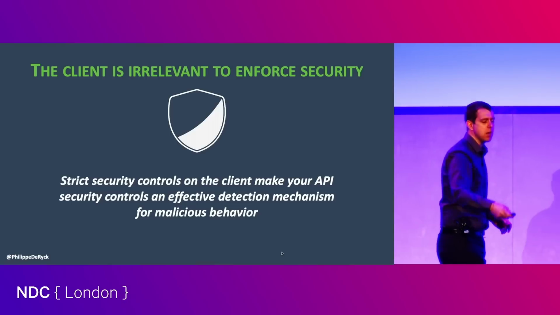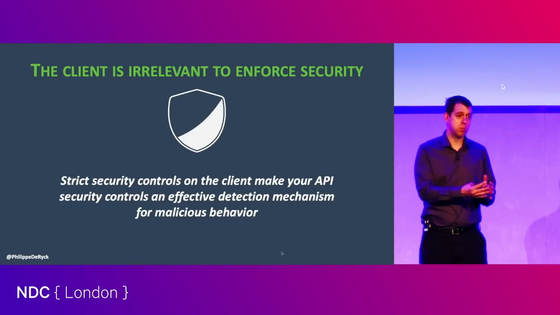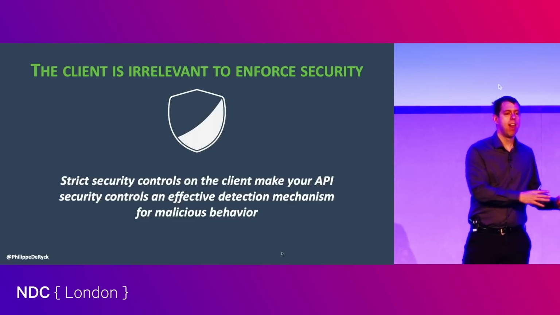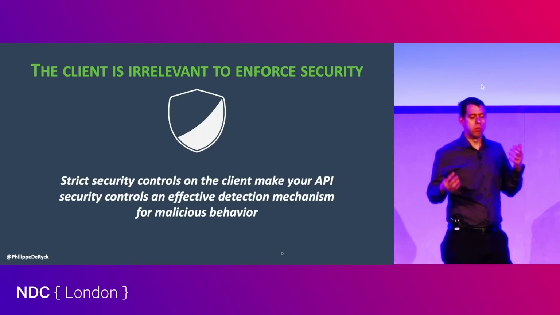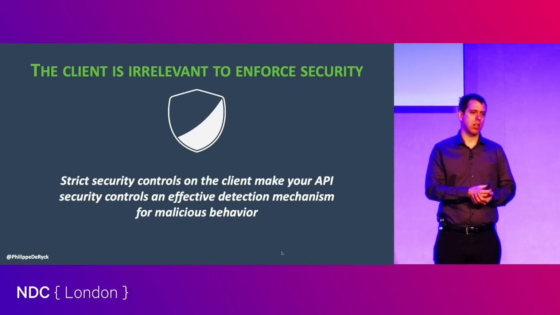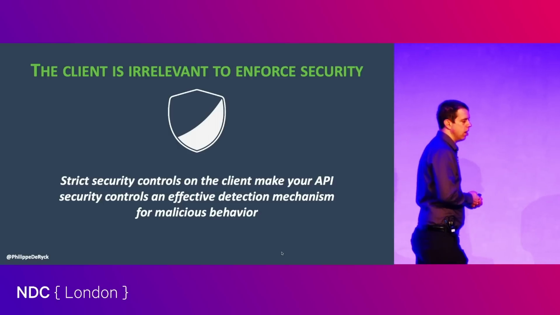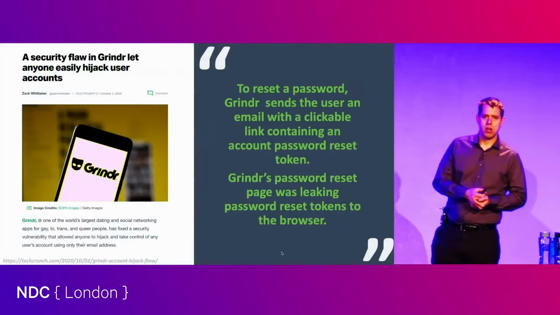So the real takeaway is that the client is irrelevant to enforce security. Enforcement is an API thing, not a client thing, but the client can, of course, aid in the whole process by ensuring that the same controls are also enforced on the client. All right. Back to our stories.